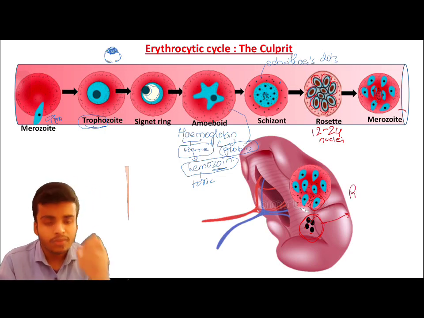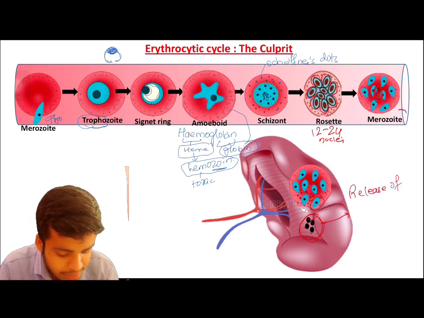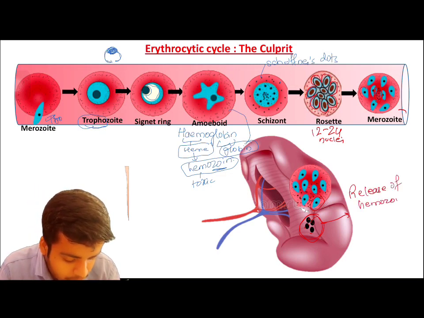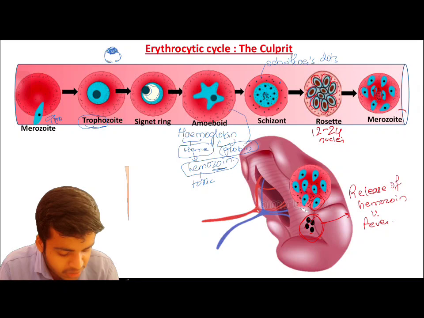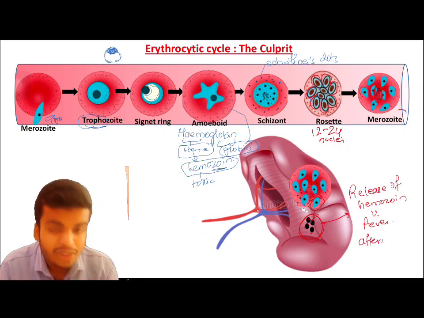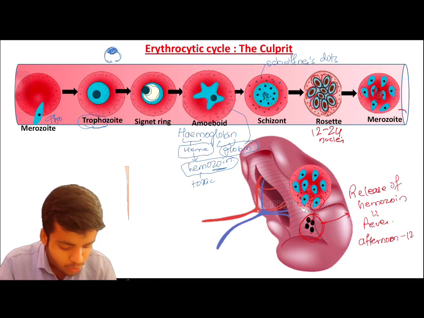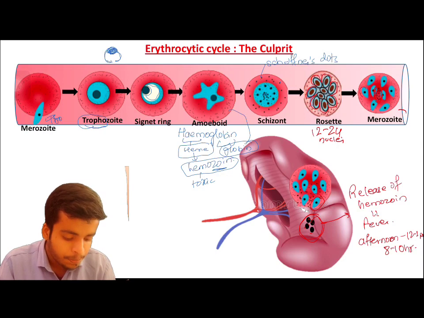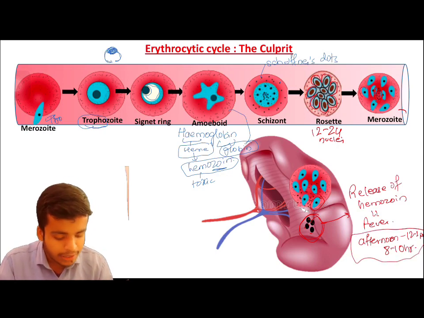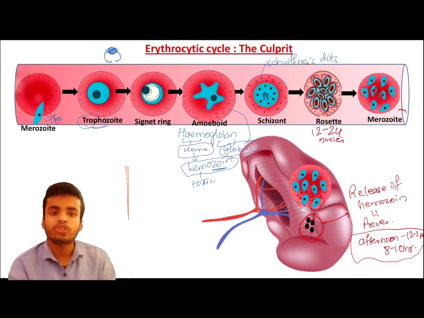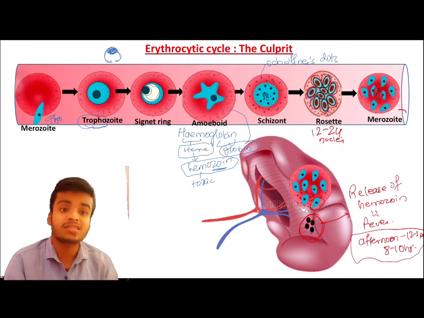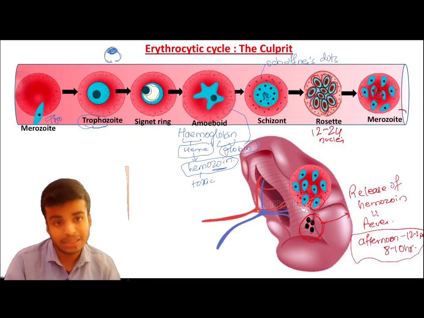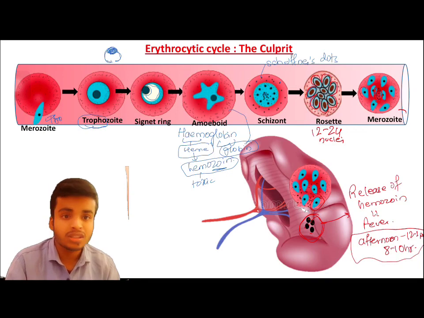So when this hemozoin is released, this corresponds to fever, and fever normally occurs during the afternoon, about 12 or 1 p.m. This fever continues for 8 to 10 hours. Oh sir, so long a time? Yes, so long. And that is why some people confuse it with an evening rise of temperature. They say that it is evening fever. This is not evening fever.